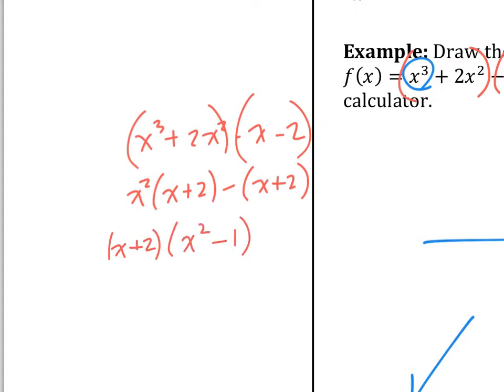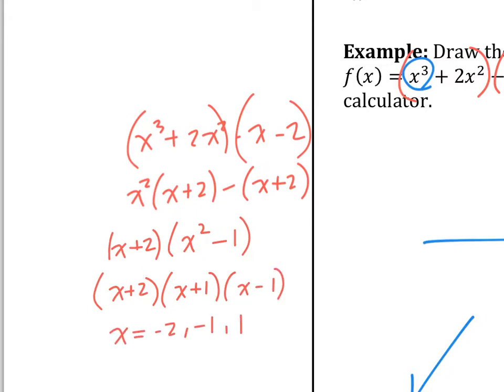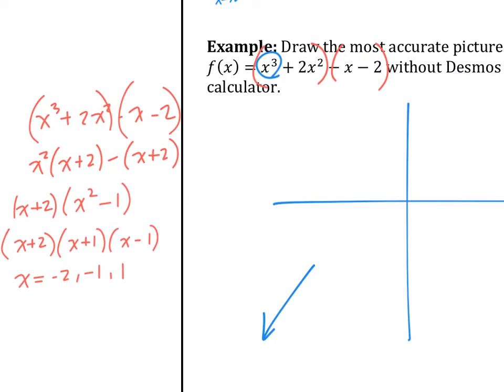So now you factor again. You're going to get x plus 2, x plus 1, x minus 1. So then your roots are x equals -2, -1, 1. So if you put those on your graph, -2, -1, and 1.